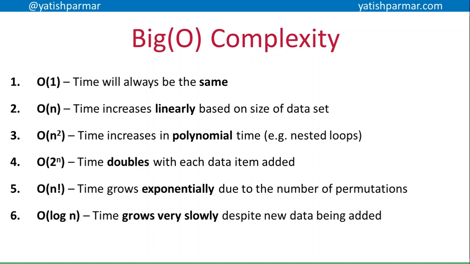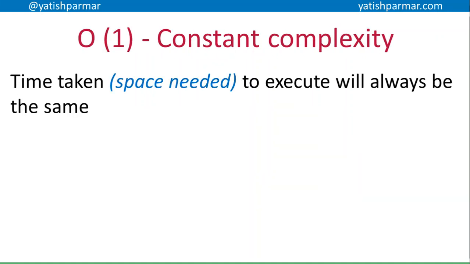Although on here I've talked about time, I'm also going to be referring to space, because when we talk about the complexity of an algorithm, we're talking about 2 things: time as in how many operations there are, and space as in how much memory the algorithm needs in order to complete its operations. So first one is constant complexity. Either the time taken or the space needed to execute will always be the same.